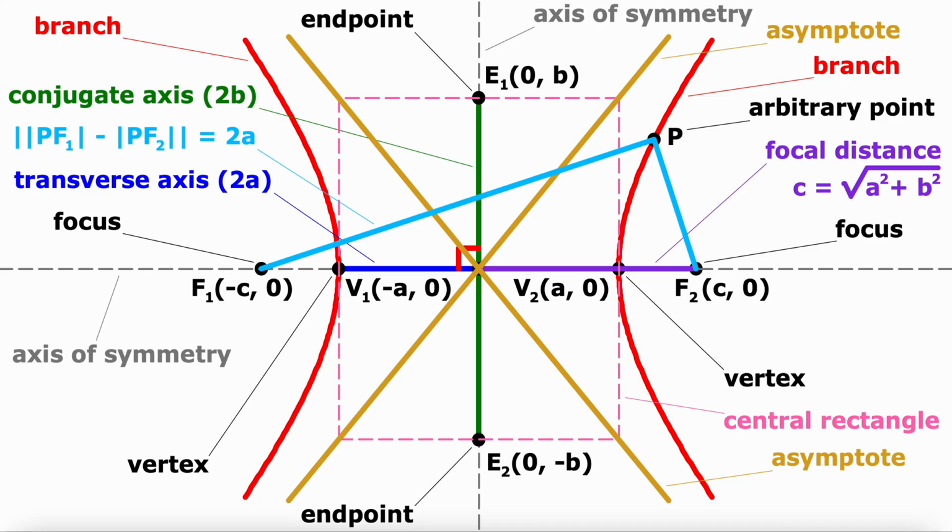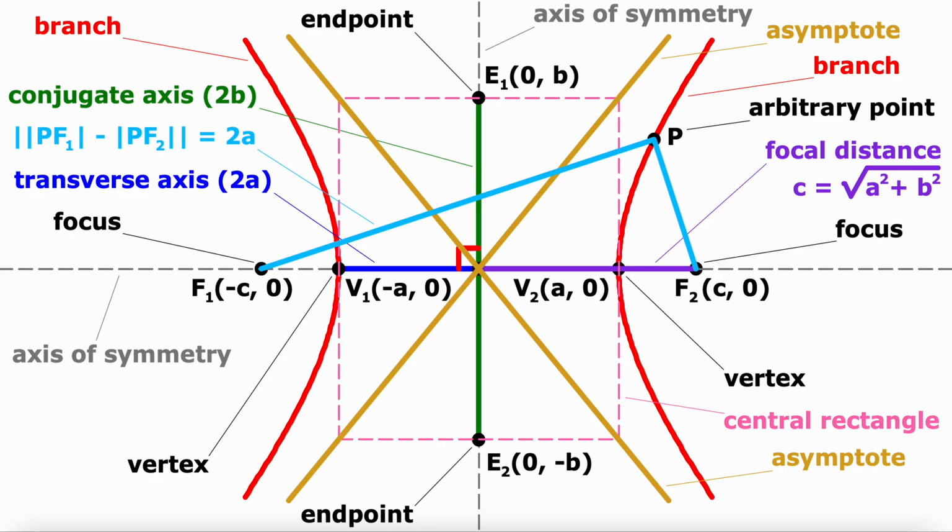The transverse axis and the conjugate axis of a hyperbola are its two axes of symmetry, which intersect perpendicularly at the center of the hyperbola. They define the shape and size of the hyperbola. For instance, the longer the transverse axis, the farther apart the two branches become. In a hyperbola, the transverse axis can be longer than, shorter than, or equal to the conjugate axis.